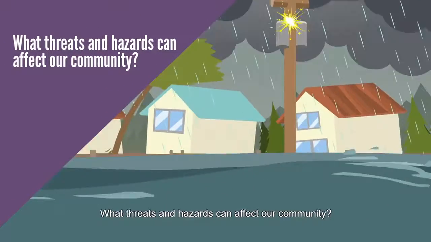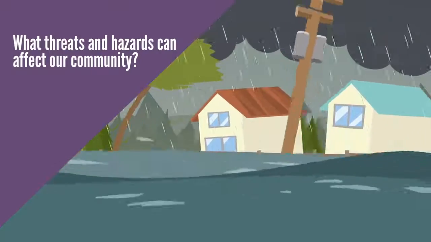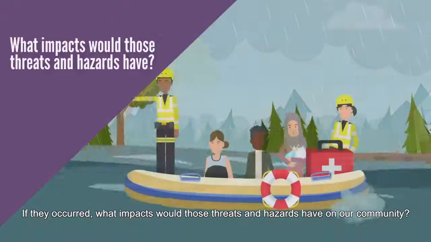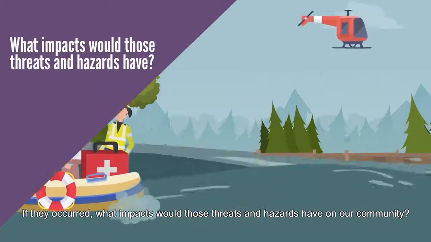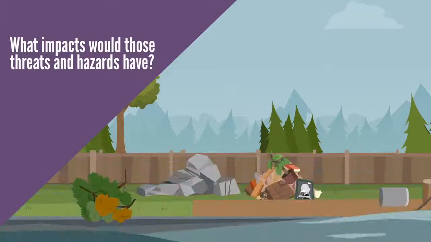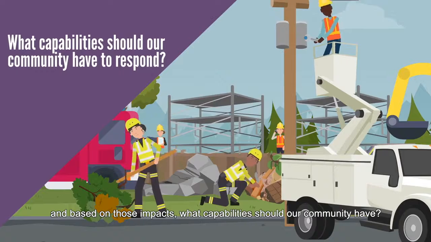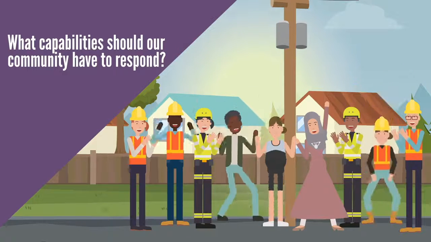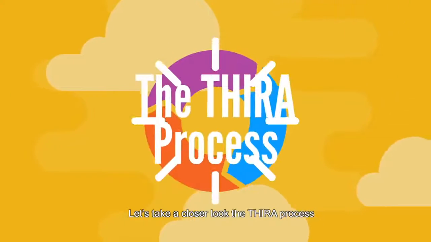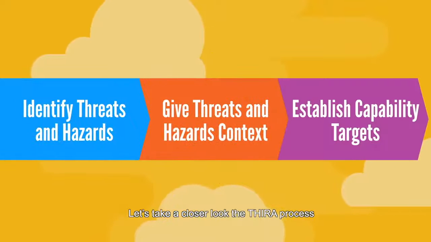What threats and hazards can affect our community? If they occurred, what impacts would those threats and hazards have on our community? And based on those impacts, what capabilities should our community have? Let's take a closer look at the THIRA process.